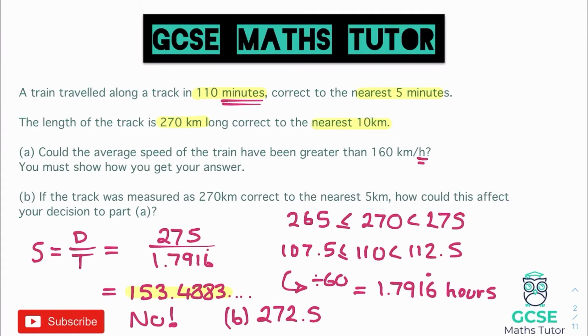It says, how could this affect your decision? Well, actually, it's not going to affect the decision at all because the speed is going to be reduced and it's not over 160 kilometres per hour anyway. So we could just say either of those sort of phrases that we put together there. But I think the best answer we could give there is it's not going to affect our answer as it's going to result in a smaller speed. So there we go, there's that question.